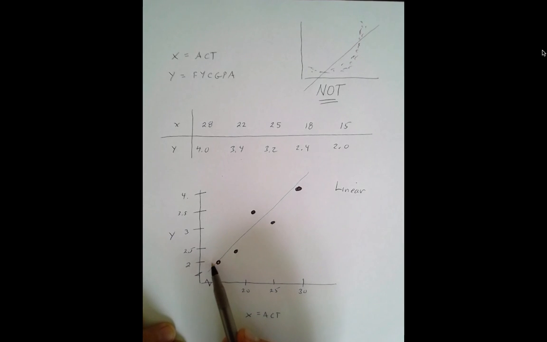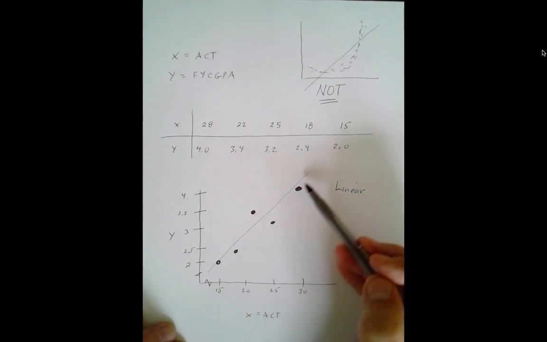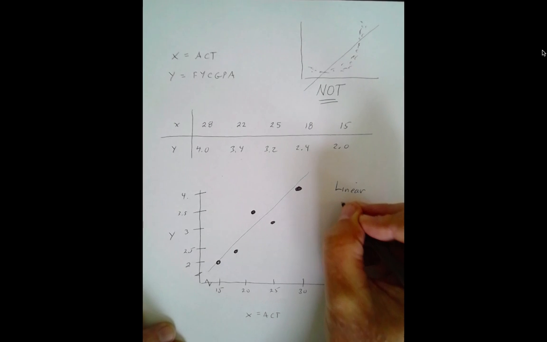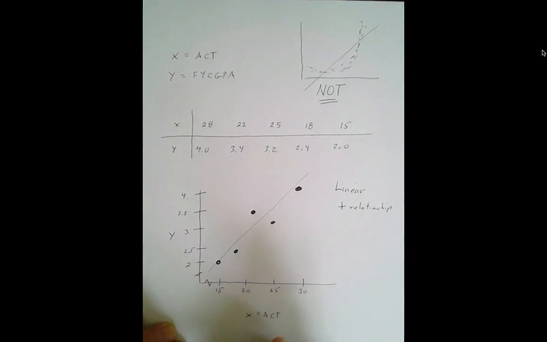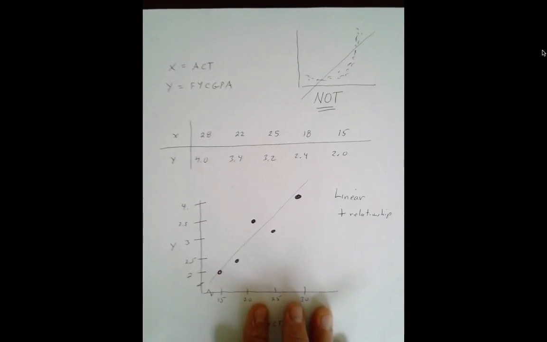The next thing I want to know is positive or negative. Well, we talked about earlier, if we have an increasing trend, then we have a positive relationship. Next thing, strong, weak, or moderate. Well, guys, go back to your guideline here.